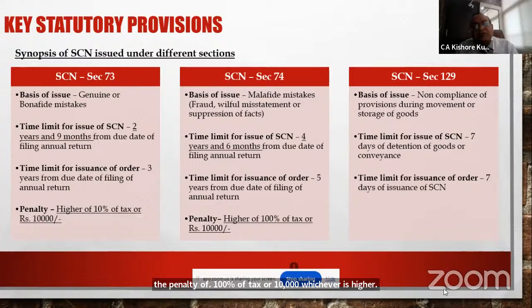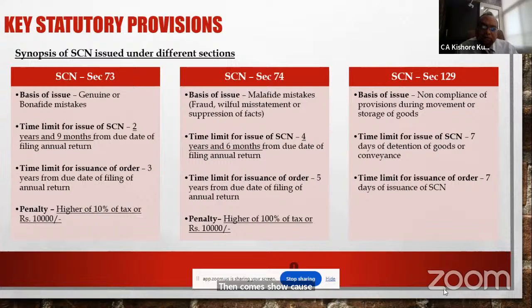Friends, here, if a dealer intends to close the matter after the issuance of show cause notice, but within a period of 30 days of the show cause notice, then he can do so by paying 25% penalty instead of payment of 100%. Then comes show cause notice under section 129.